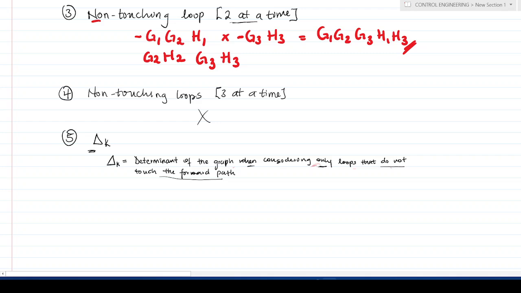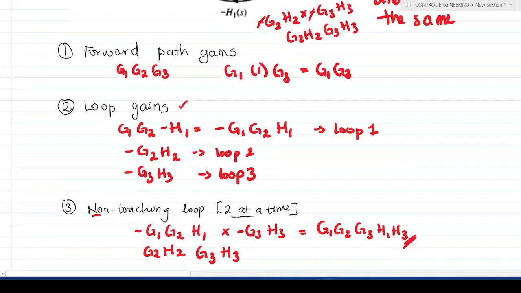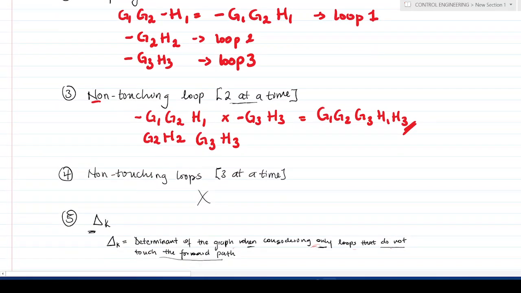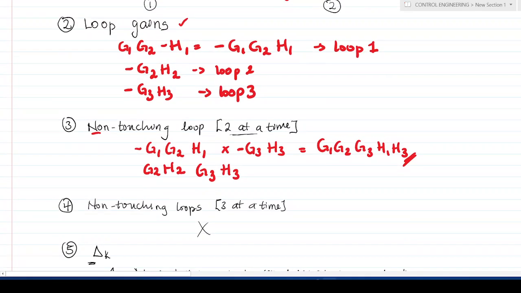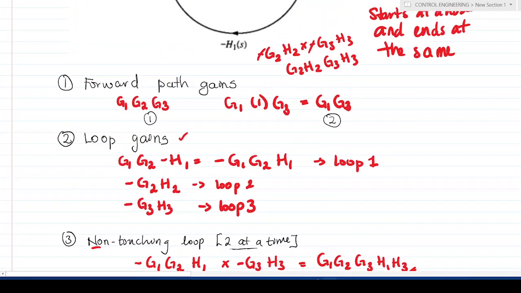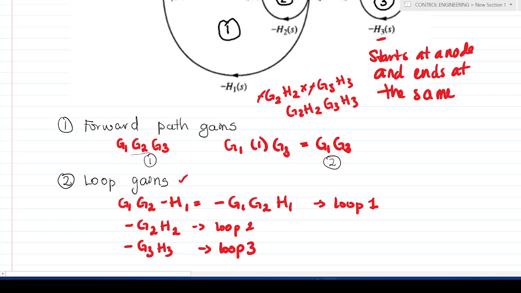How many forward paths did we get? We got two forward paths. This is one and this is the second forward path. So we need to find loop gains that do not touch the forward path. Now keep in mind our forward paths are G1, G2, G3 and G1, G3.